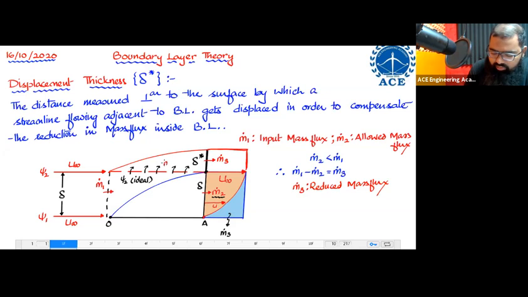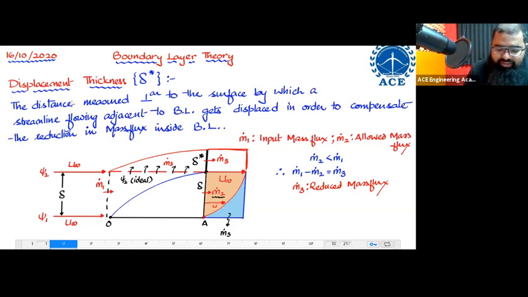This is what m dot 3 is doing. M dot 3, which is not able to flow across this particular section, the section over here, is pushing this Psi2 up, and then it is moving in this particular direction. Now let us look at the definition.